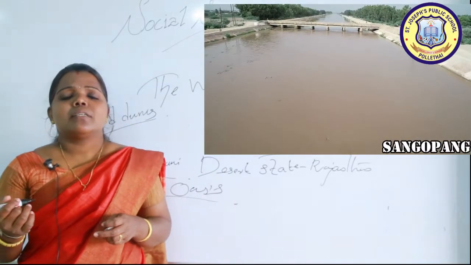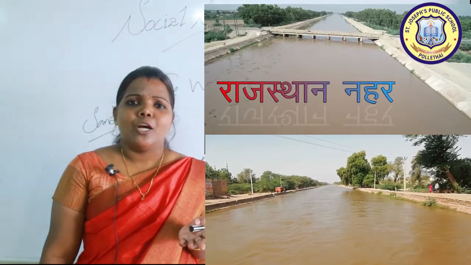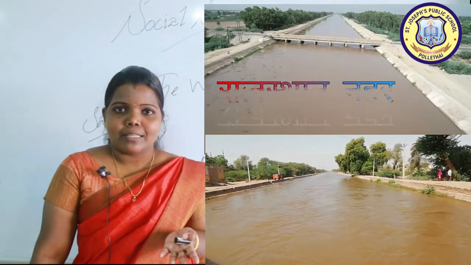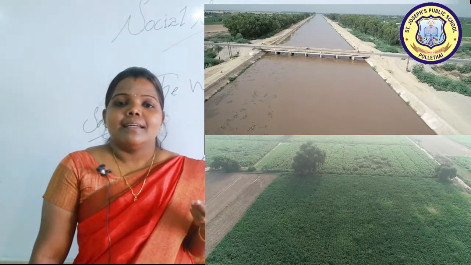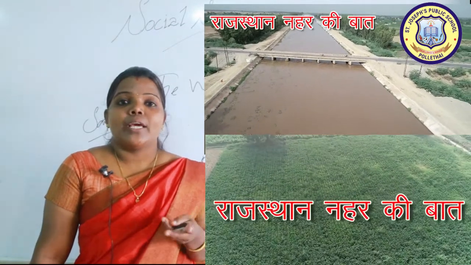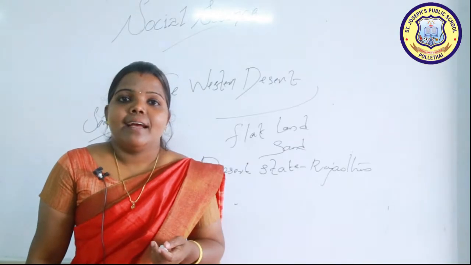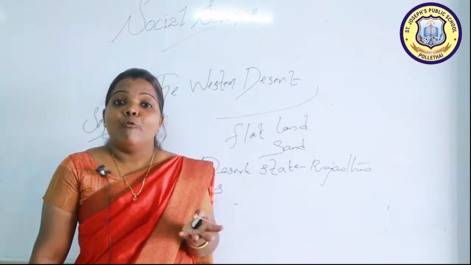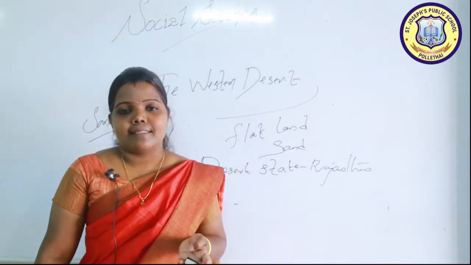Next is about Indira Gandhi Canal. The Indira Gandhi Canal, which starts from river Satluj, provides water to this Thar desert, and this canal makes this place green. Children, remember that the Great Indian wheat farms at Suratgarh are located in the Thar desert.